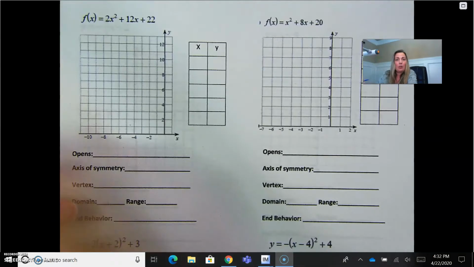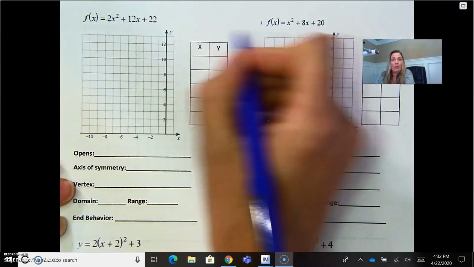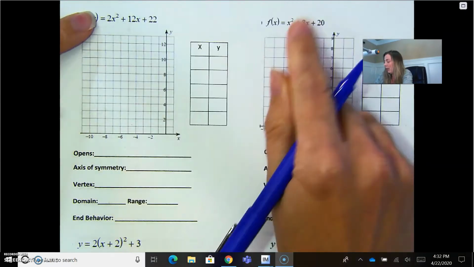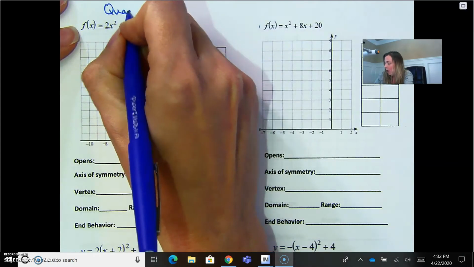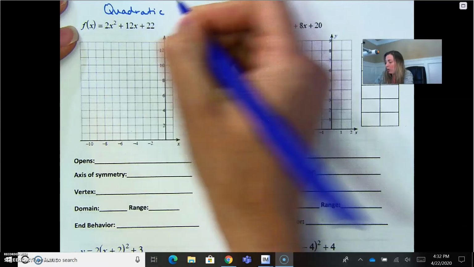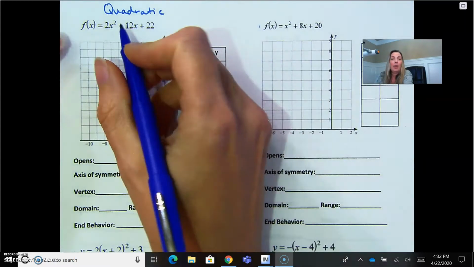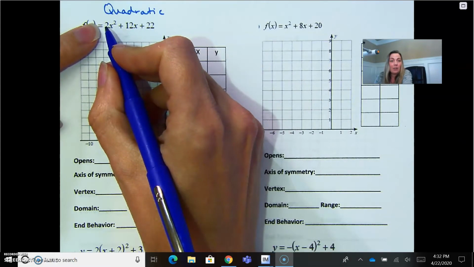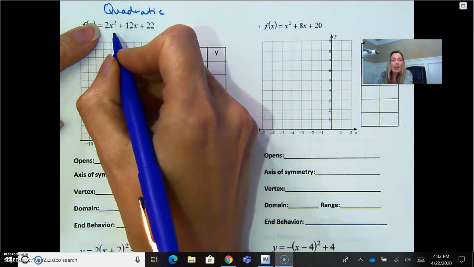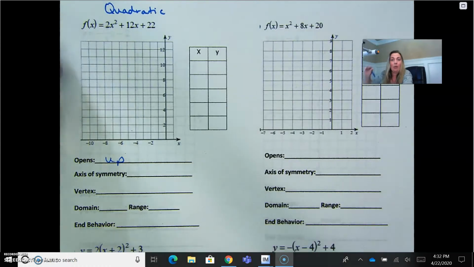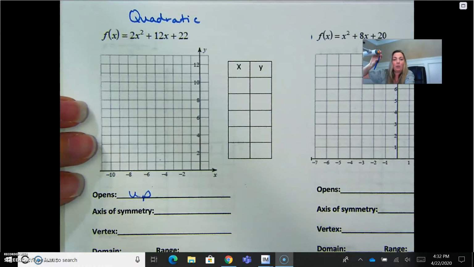All right, so check out this first set, right? These two right here, they both have a square term. So what is that? That's a quadratic. Quadratic means it's going to be U-shape. If we have a positive number in front, then it's going to be opening up. If it was a negative in front, then it would be opening down. All right, so let me zoom in and focus on this first one.